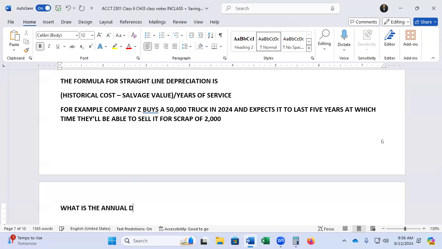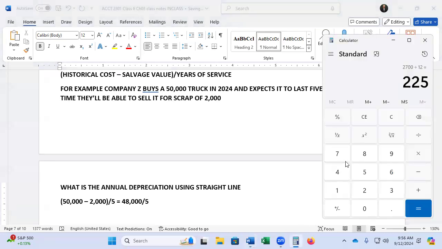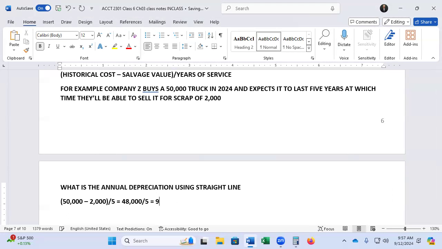What is the annual depreciation? So, using straight line, we would take the historical cost, 50,000, minus the salvage value of 2,000, and we're going to divide that by the number of years, 5 years. So this is 48,000 divided by 5, and so that would be 9,600 per year.